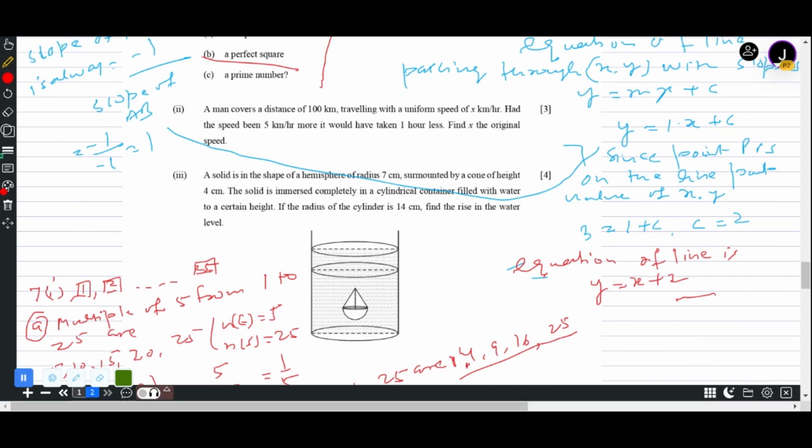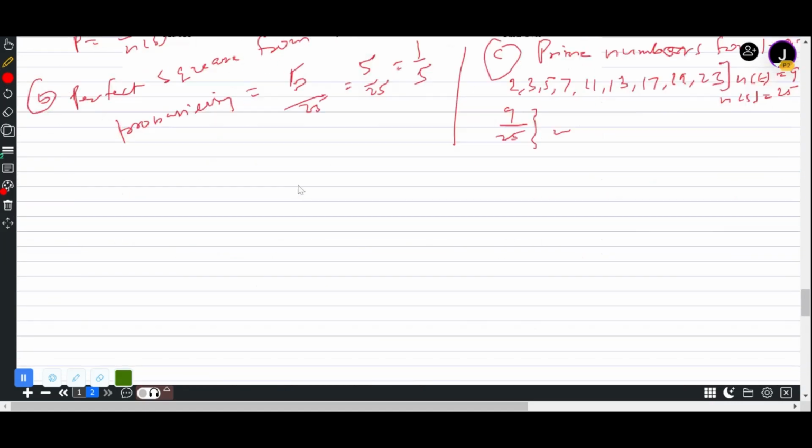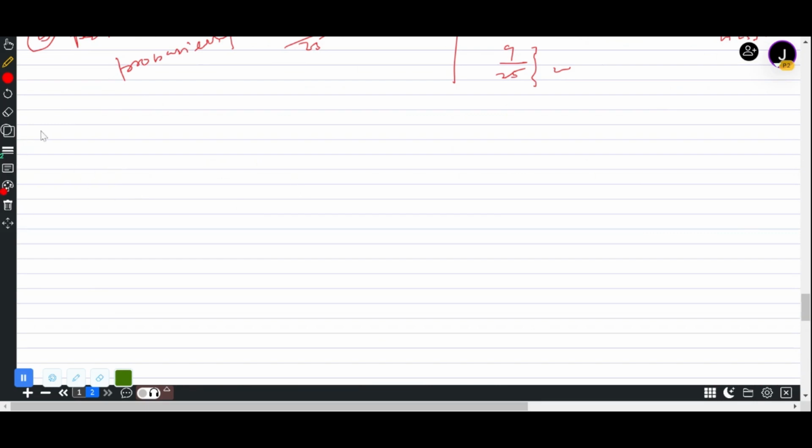So, the question is, a man travels with some speed and covers a distance of 100 kilometers in some time. But if the same person travels 5 kilometers per hour more, that means slightly speedier, then he will save 1 hour. That means, presuming that the speed is x kilometers per hour, the time taken in covering the 100 kilometers distance will be 100 by x. Now, if the speed grows by 5 kilometers per hour, the new time taken to cover that same distance will be 100 over x plus 5.